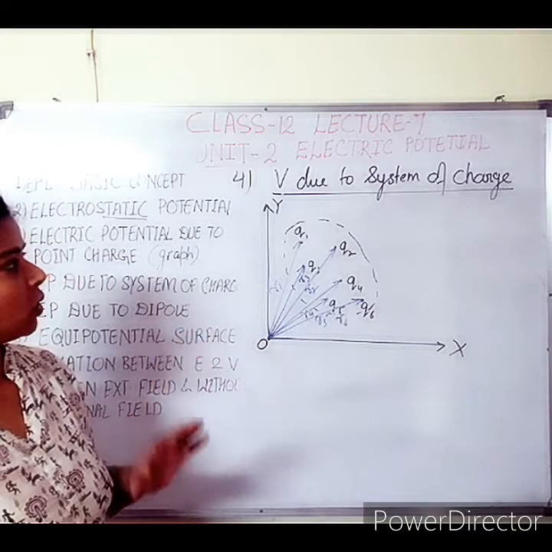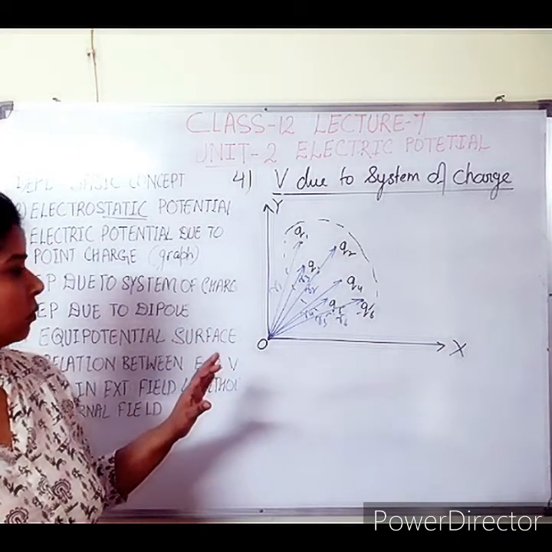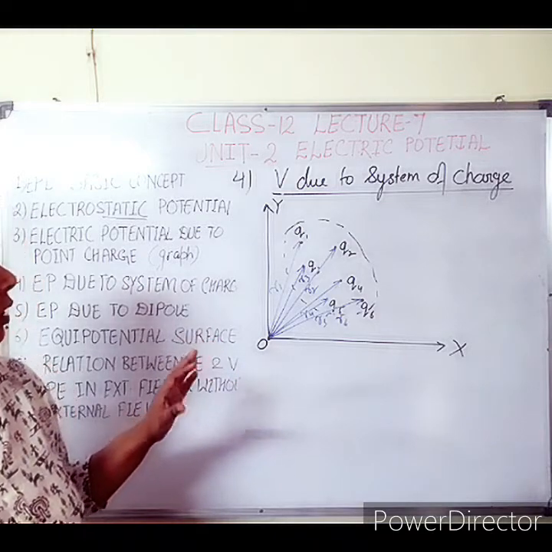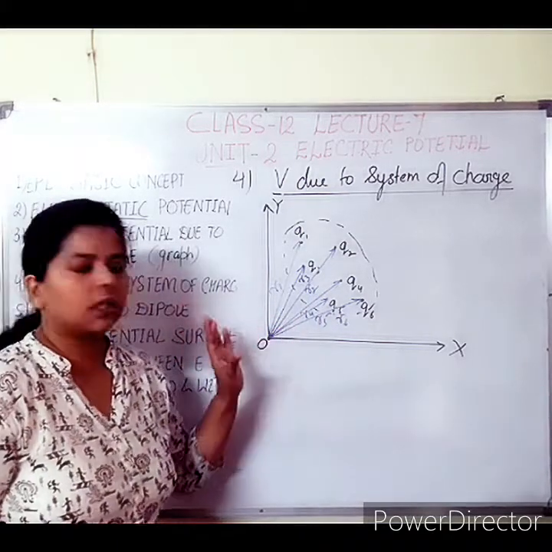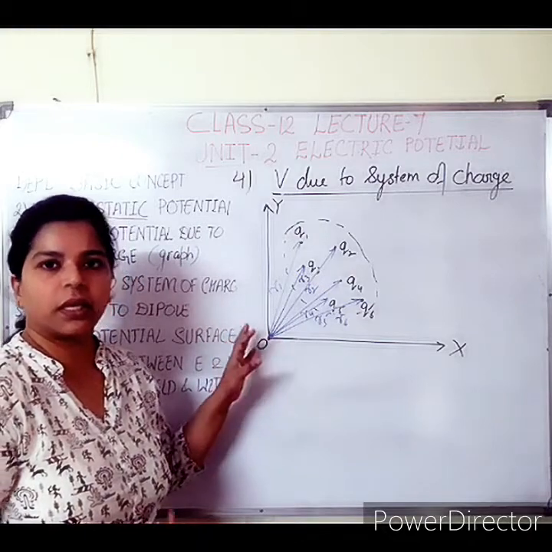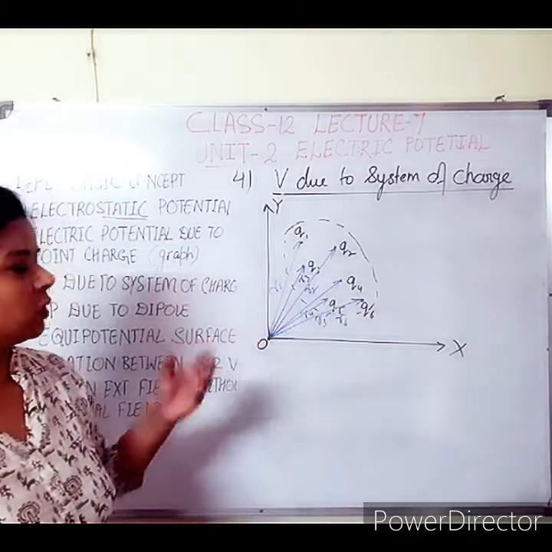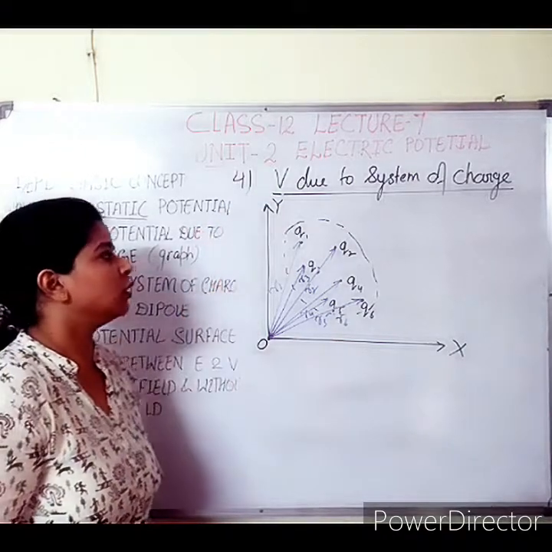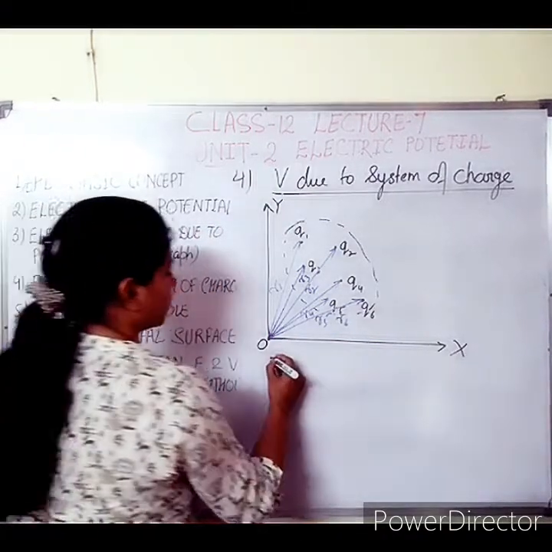Electric potential is not a vector quantity. That is why we will not consider the direction here. Whatever the direction, potential has no direction even. So we don't need to consider the direction of this electric potential.